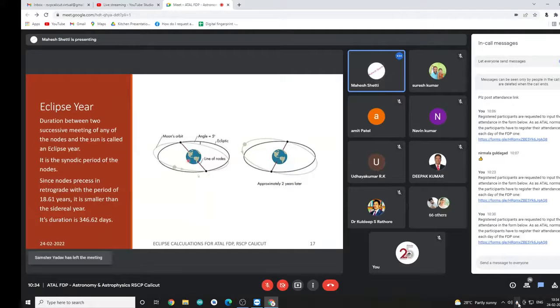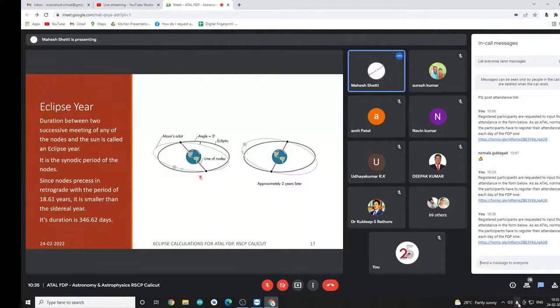These nodes, ascending and descending nodes, persist in retrograde fashion with a period of 18.61 years, and therefore it is smaller than the sidereal year. Okay, what is smaller than the sidereal year? The eclipse year is smaller than the sidereal year, and its duration is about 346.62 days. This is going to be useful for predicting future eclipses.